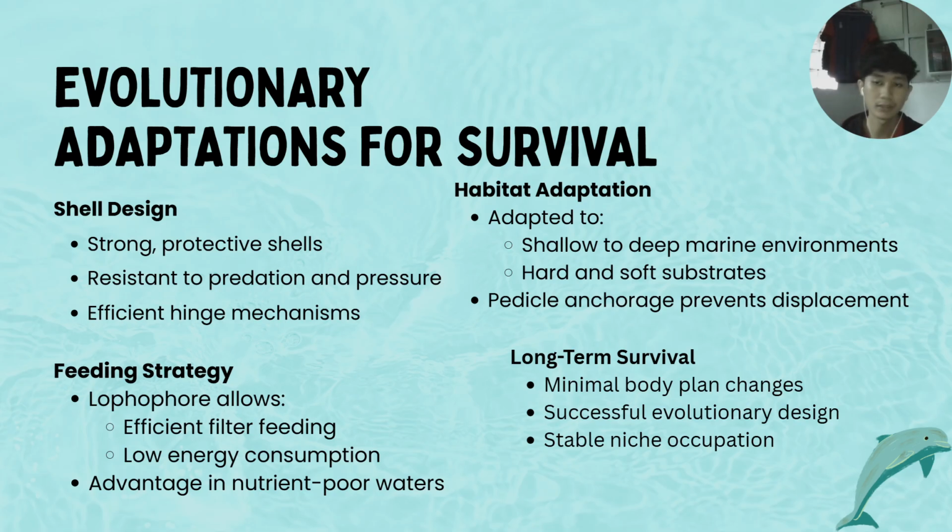So for the feeding adaptation, the lophophore is a highly efficient feeding structure that allows lamp shells to obtain food with low energy expenditure. So this efficiency is especially beneficial in nutrient-poor waters. So the next is habitat adaptation. The first point is adapted to shallow to deep marine environments. The second is hard and soft substrate.